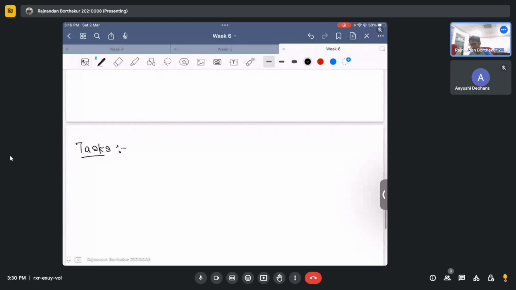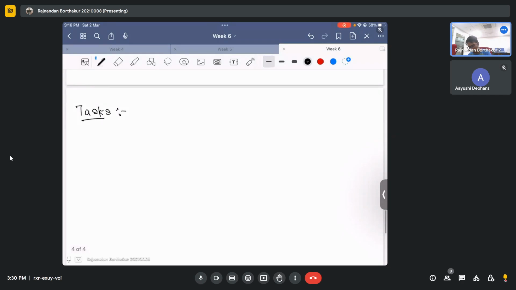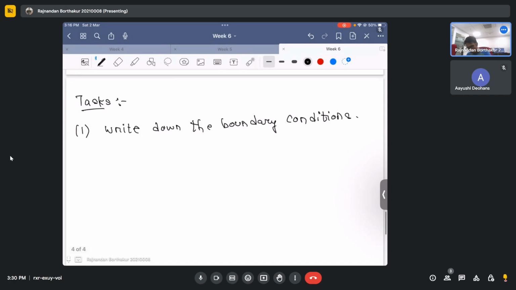The first task that the question asks us is to write down the boundary conditions. The second thing is to derive the governing equations, and these governing equations are now non-dimensional.